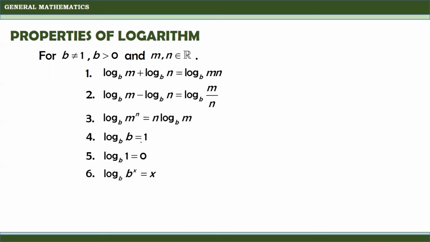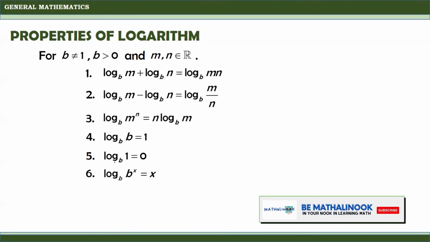The fourth property states that the logarithm of b to the base b is equal to 1. Here, we can see that the base and the power are equal. If this happens, then this logarithmic expression will be equal to 1.